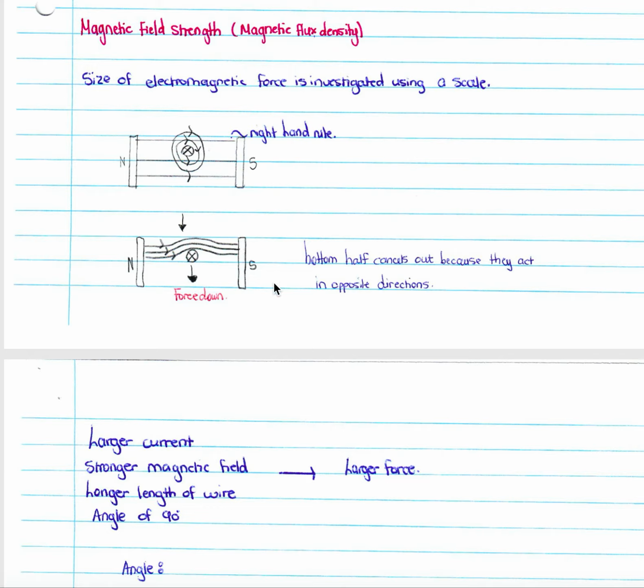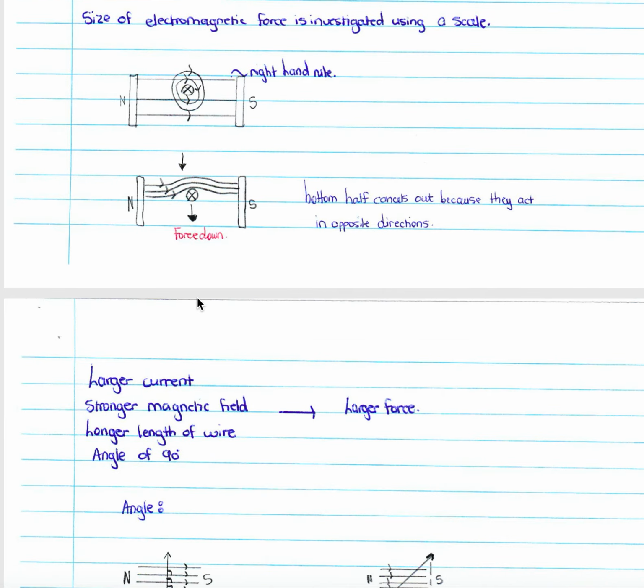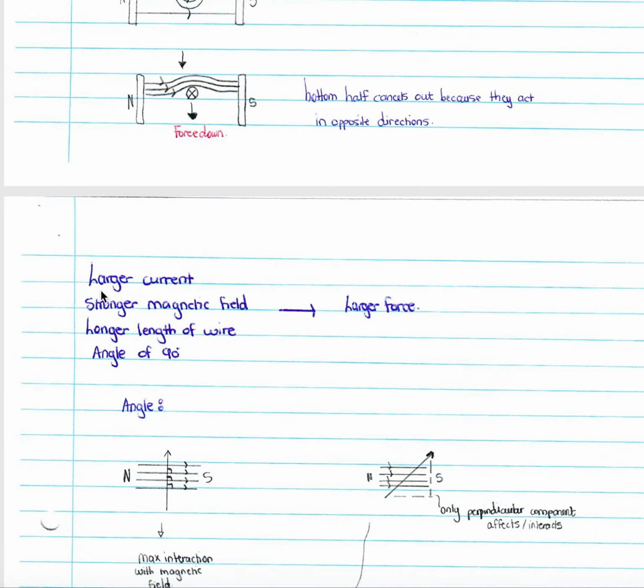So you can see the bottom half cancels out because they act in opposite directions, and we get an increased force on the top of the wire, which causes the wire to be pushed down, and therefore we have a force downwards on the wire. Now, in order to increase that force, we can increase the current in the wire, therefore increasing the magnetic field around the wire. We can use a stronger magnetic field, therefore increasing the field between the two magnets.